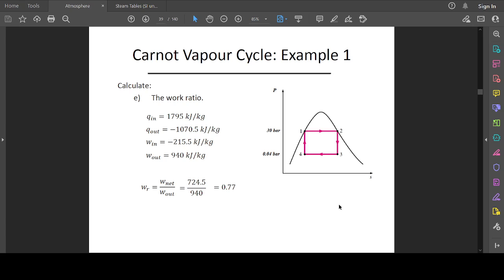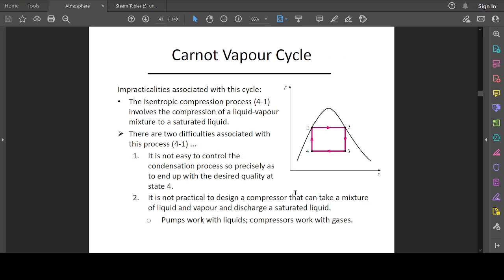So the work ratio, the formula for the work ratio is the net work divided by the work done by the steam. Okay, so then that gives us 0.77.